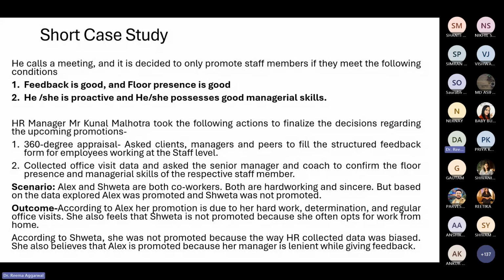Now Shweta and Alex are two co-workers, both very hardworking and sincere. Alex got promoted, but Shweta did not. So Alex thinks that she got promoted because she is hardworking, determined, and regularly visits the office. But Shweta is not promoted because she often opts for work from home. Whereas Shweta feels that she is not promoted because the HR data collection process was biased, and Alex is promoted because her manager is lenient when it comes to giving feedback.